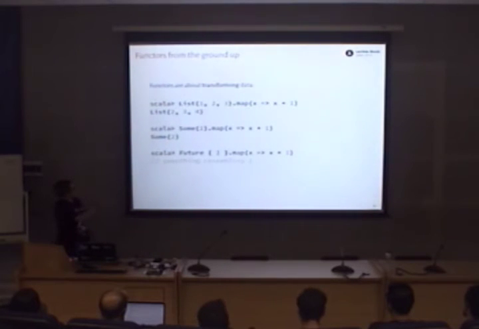So now you have the option type, you have Some of 1, and you add 1 to it, you get Some of 2. And if you have a future computation, something asynchronous, and you map 1 plus 1 to it, then I can't really print that out because it's a running computation somewhere. So this is something which eventually will become 2.